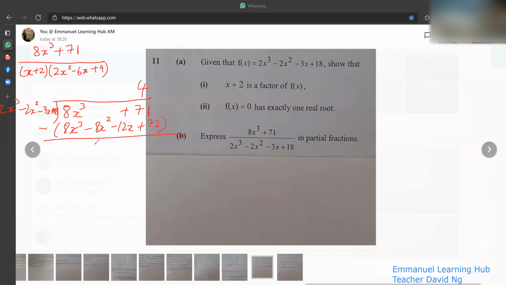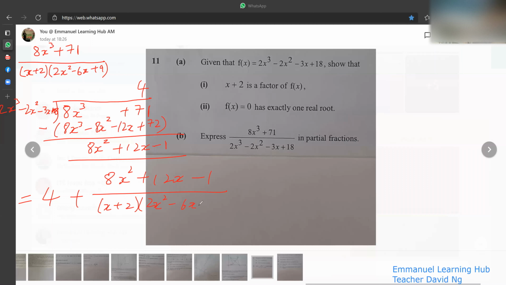Okay, your remainder is 8x squared plus 12x minus 1. This is your remainder. So in other words, they want you to express this in partial fractions, right? You should have 4 plus (8x squared plus 12x minus 1) over this denominator, which is x plus 2 times 2x squared minus 6x plus 9. You should have this.